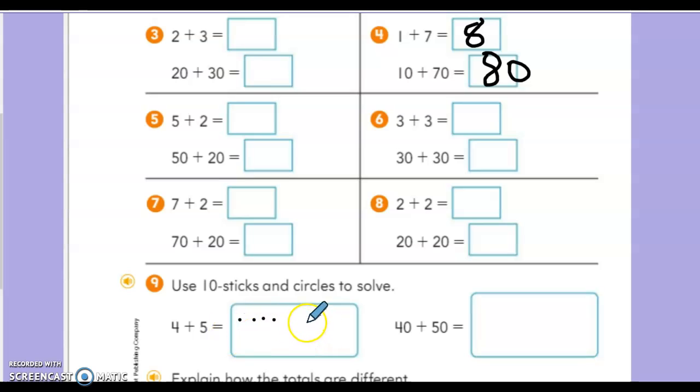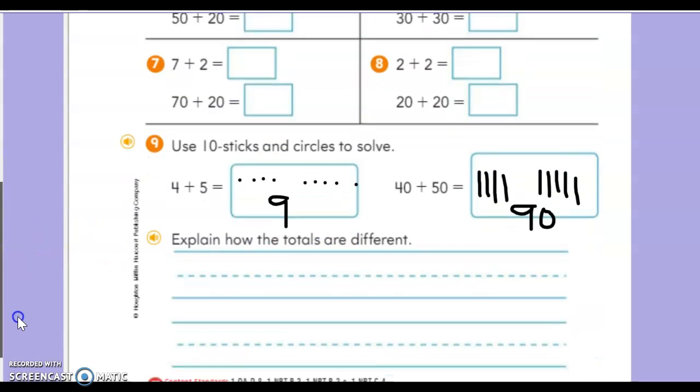4 plus 5. Okay, and we know that that is 9. Now we have to do 40 plus 50. So instead of using ones, which are the circles, we need to use 10 sticks. 10, 20, 30, 40 plus 10, 20, 30, 40, 50. Okay, equals, we would just take this and put a 0 on the end, right? 90.